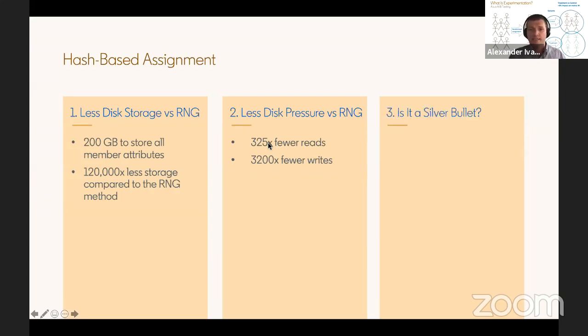But does it help solve all the scalability problems in the experimentation infra? Probably not, because 24 trillion evaluations per day is quite an impressive number, and it requires you to think about the infrastructure as well, and do some other things to be able to handle the load.